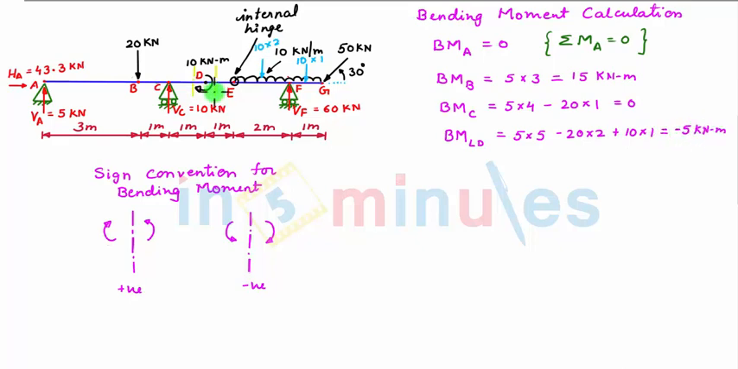Next we consider section towards right of D. So bending moment towards right of D is equal to, considering the left hand side of this section, we have an addition of this clockwise moment of magnitude 10 kN meter. So we have minus 5 plus 10 equal to 5 kN meter. Next we move to point E. Bending moment at point E will be equal to 0 since point E is internal hinge and bending moment at internal hinge is 0. Next we take section at point F.